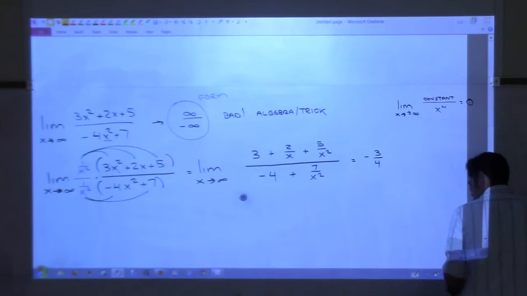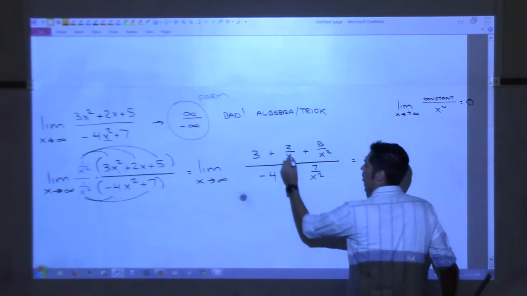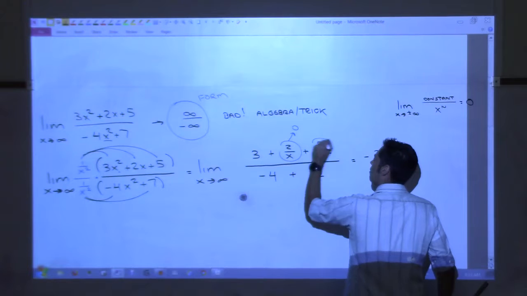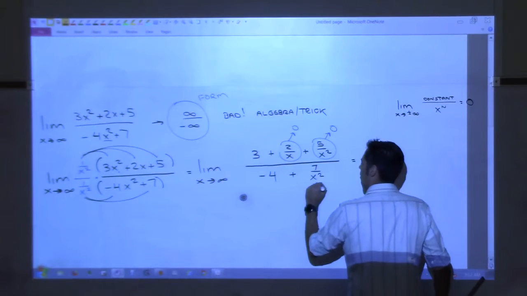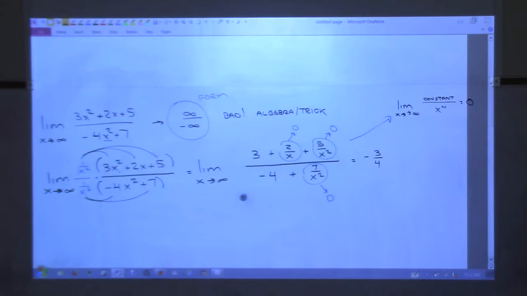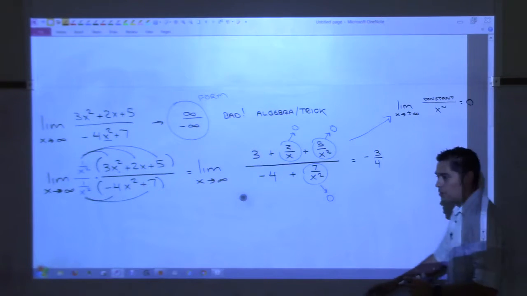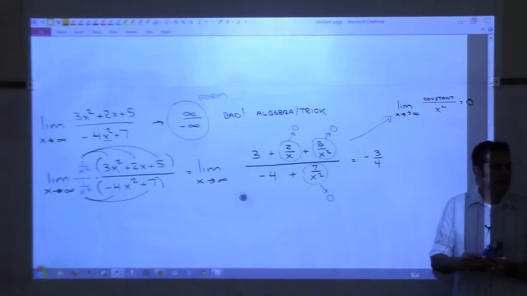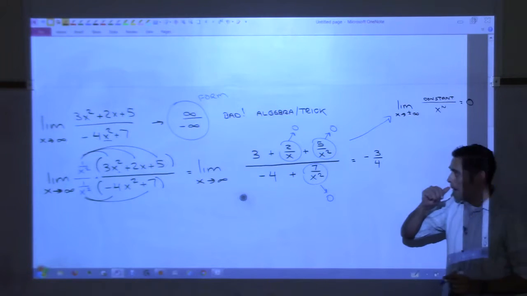Because again, after I applied the limit, that's going to go to 0. That's going to go to 0. And that's going to go to 0, all based upon that property. Understand? Any questions? So that's a pretty clever little way to go about it, right? Coming in with that 1.